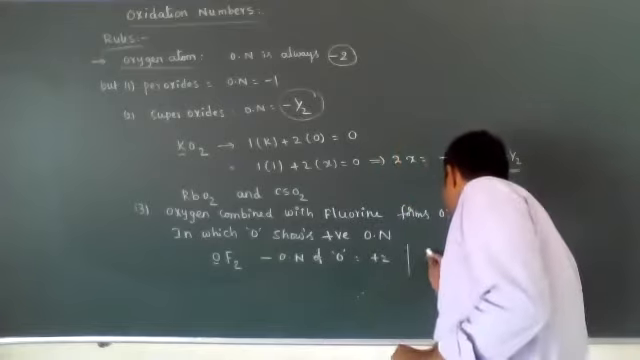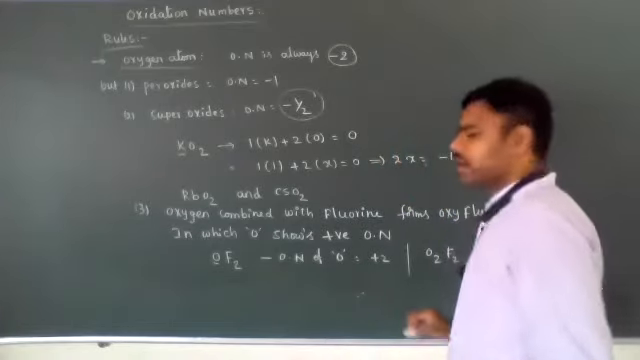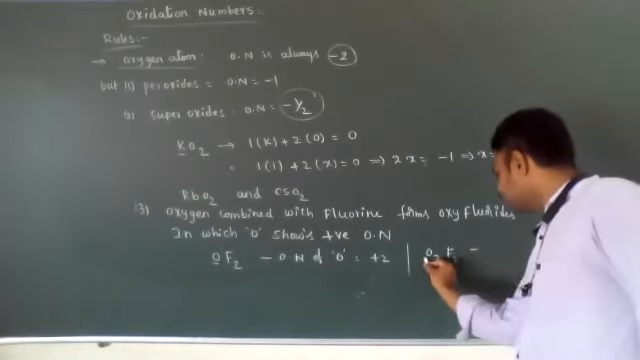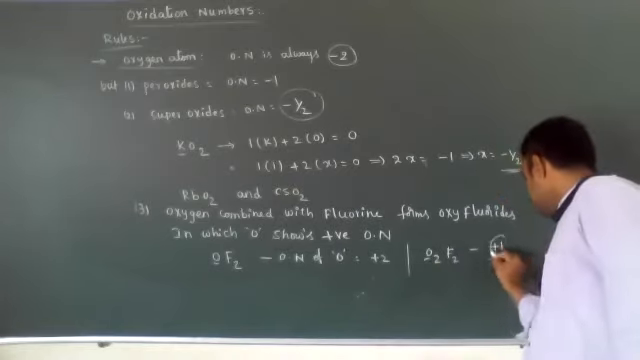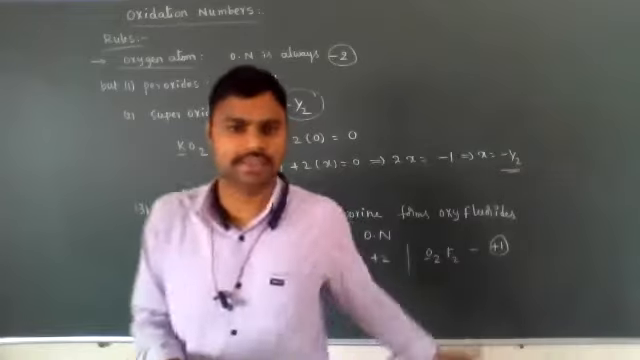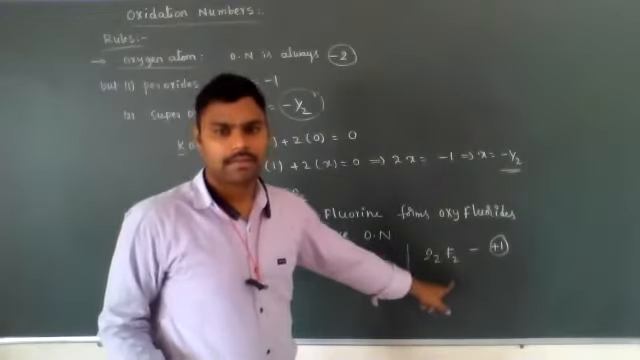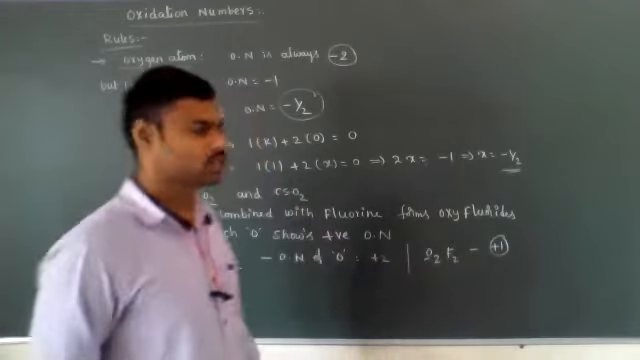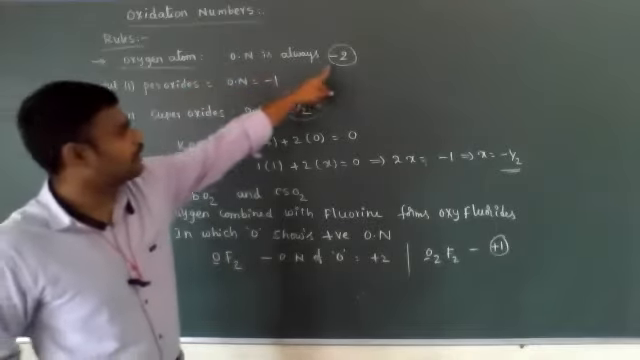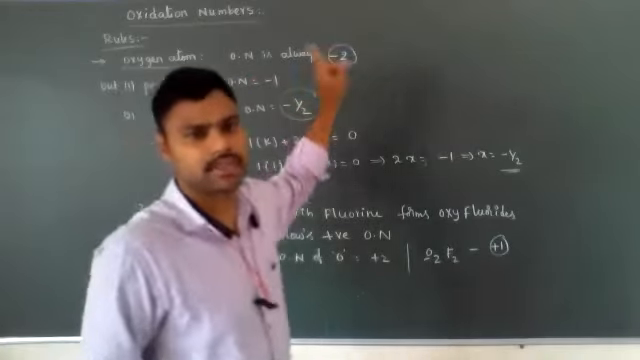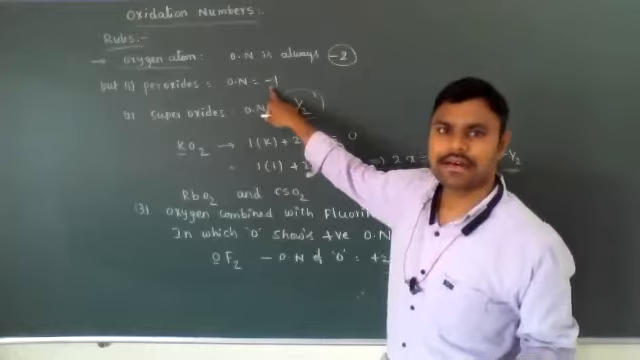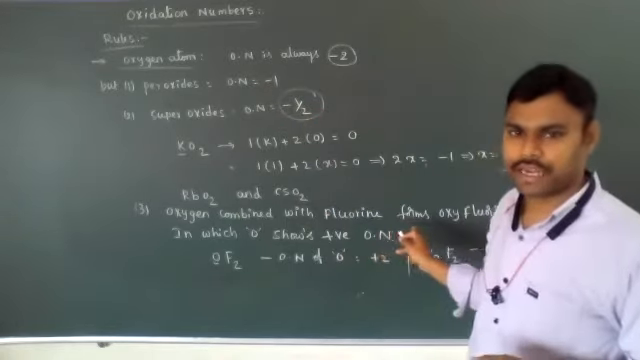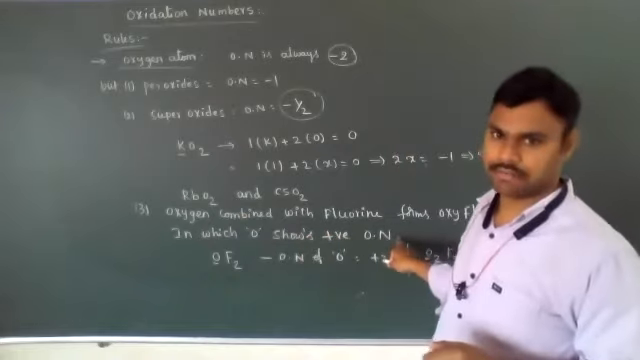And one more, O2F2. In O2F2, oxygen atom oxidation number is +1. So 2 oxygen atoms are present. 2x - 2 is equal to 0. Then x is equal to +1. So mostly oxygen atom oxidation number is always -2. But in peroxides -1, superoxides -1/2. When oxygen atom combined with fluorine, it shows positive oxidation numbers.